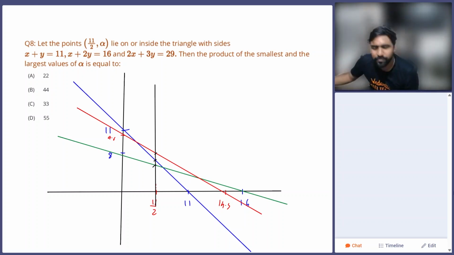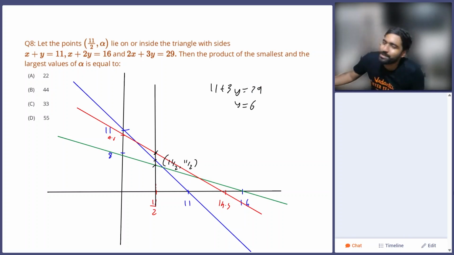So at 11 by 2, I know that for x plus y equal to 11, this point is directly 11 by 2 comma 11 by 2, and for 2x plus 3y equal to 29, let's put x equal to 11 by 2. What will you get? 11 plus 3y equals 29. Y comes out as 6. That's a good value. So you have 11 by 2 comma 6.